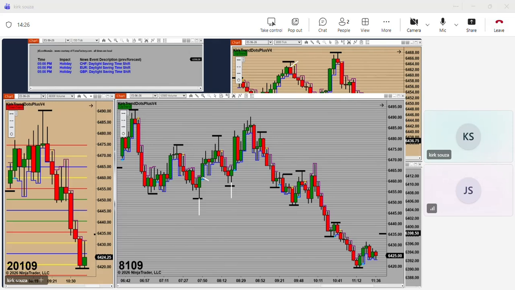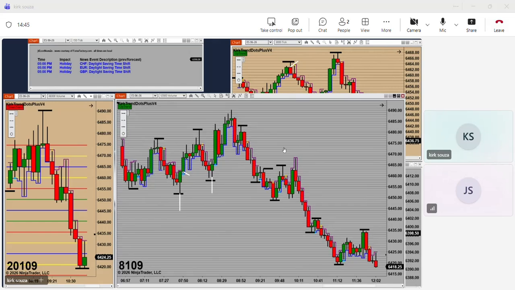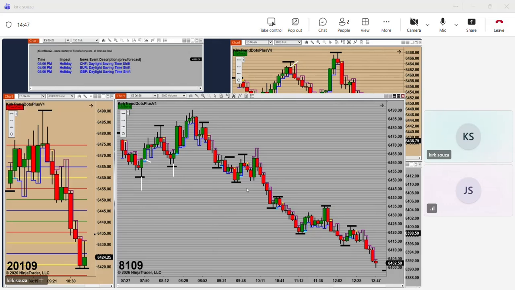Don't need his bullshit. Because if you look, there was 4 days, the ES was down for 4 days. When the hell was he getting in? He wasn't trading. He's not trading.